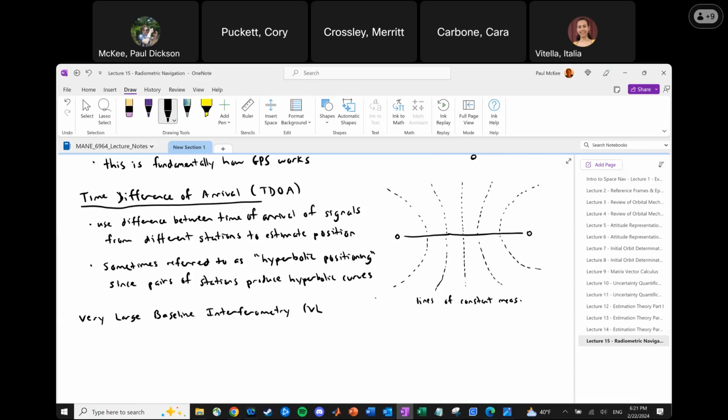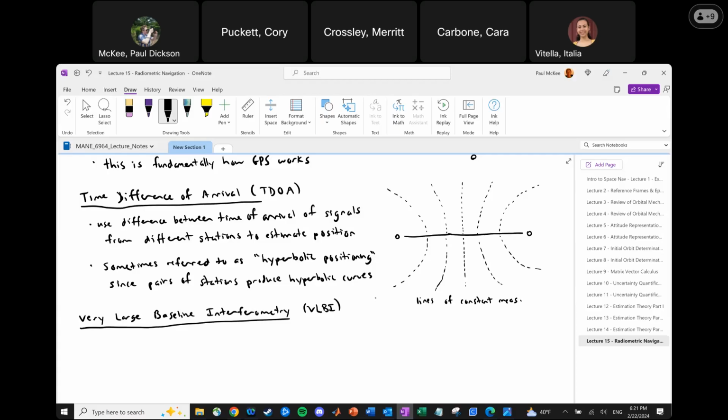Or VLBI. This has been around for a little while now, and I think this is pretty neat. So the idea here is you can compare a signal from a distant object. Let's say you've got something all the way out at the moon or even further away, right? You receive that at two different ground stations on the surface of the Earth.